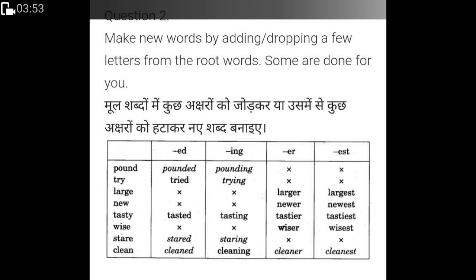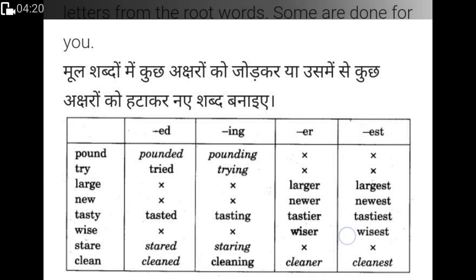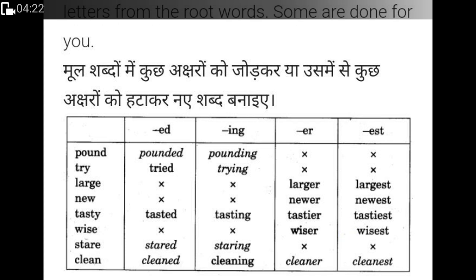Now when we are given the word pound, pound has two meanings. It's a currency of the UK, and the other one, pound, means to hit something continuously. Now pound, pounded, pounding. We don't say pounder or poundest. Try, tried, trying. Now large, we don't say larged or larging. We directly say large, larger, largest. New, newer, newest. We don't say newed or newing.